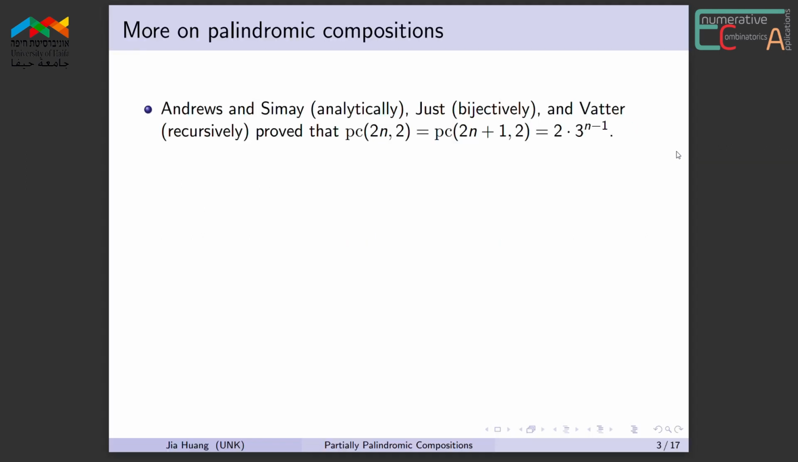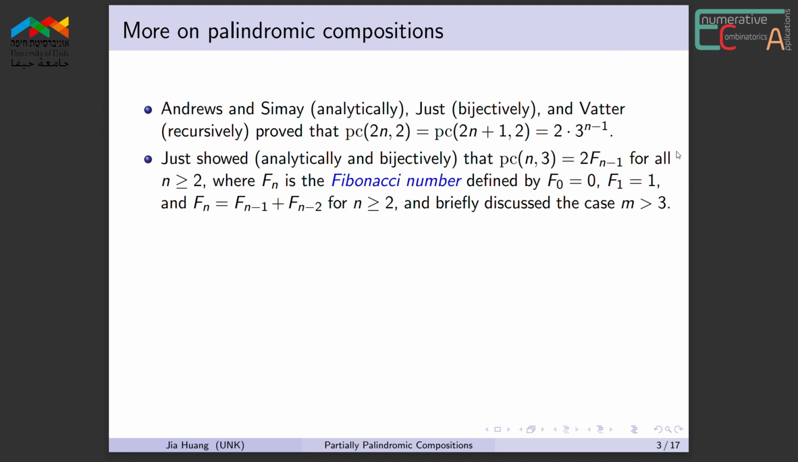Then Andrews and May proved a special formula for PC2 of 2n and PC2 of 2n plus 1. They both equal 2 times 3 to the n minus 1. They proved this analytically using generating functions, and Just proved this same result using a bijection, and the Vetter used recursion to prove the same formula.